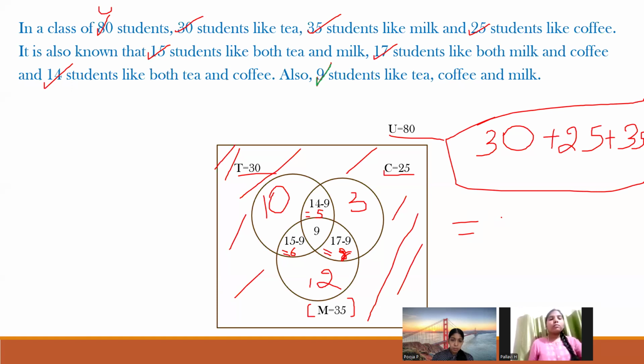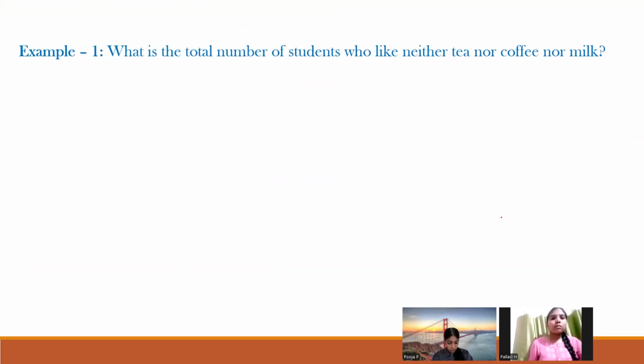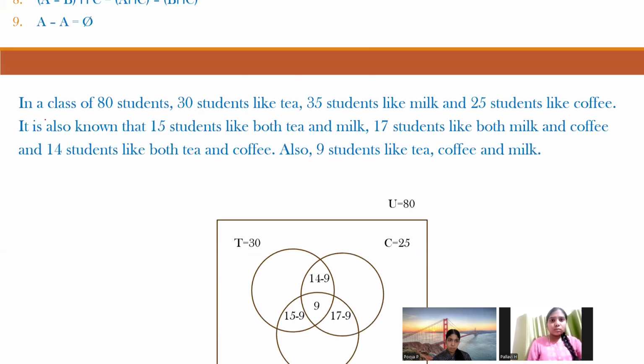Hold on. It should be U minus the people who like tea, coffee, and milk, who like neither tea nor coffee nor milk. They should not like tea, they should not like coffee, they should not like milk. So T union C union M.